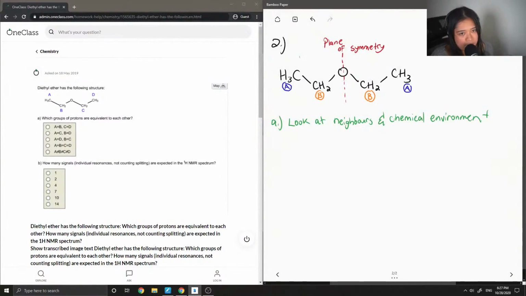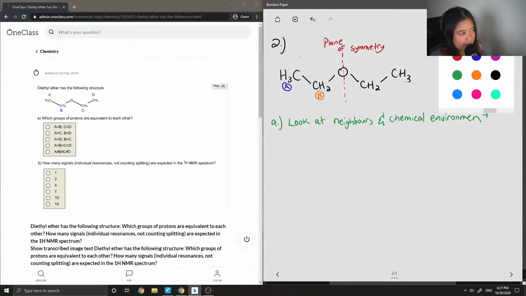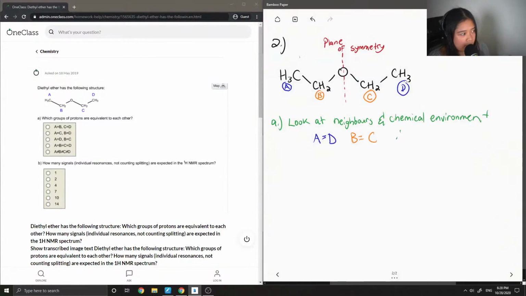Well, actually, I'll just follow the labeling that the question gives, just so that we're all on the same page, but I'll keep the same colors. Okay, so if we look at which of them are equivalent, it's going to be A is equal to D, and also B is equal to C. So therefore it's option 3.